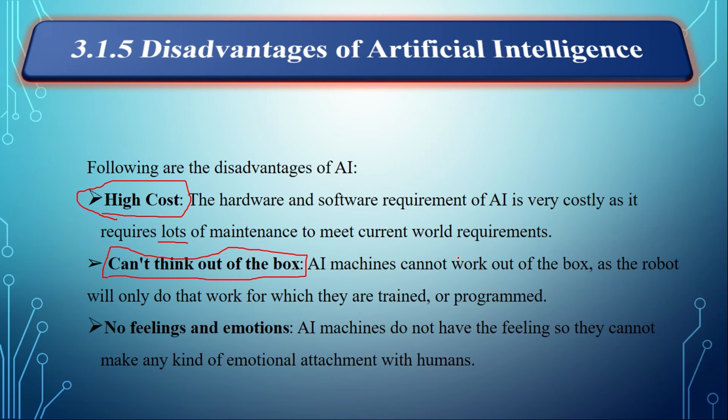This is the second disadvantage of AI. AI machines cannot work out of the box, as the robot will only do that work for which they are trained or programmed.